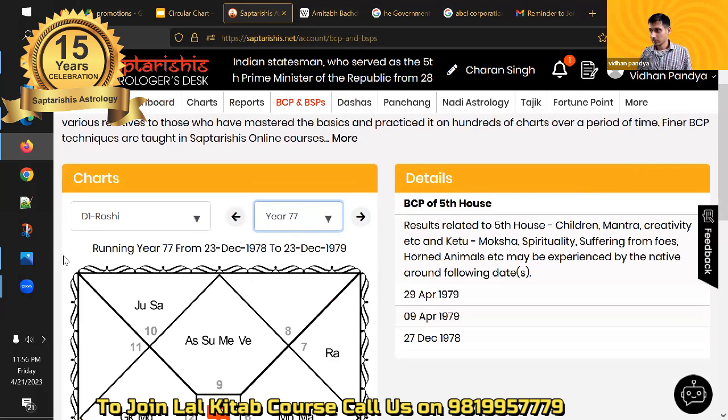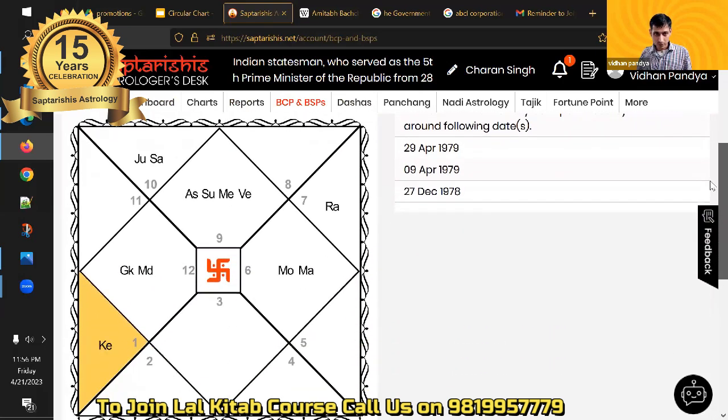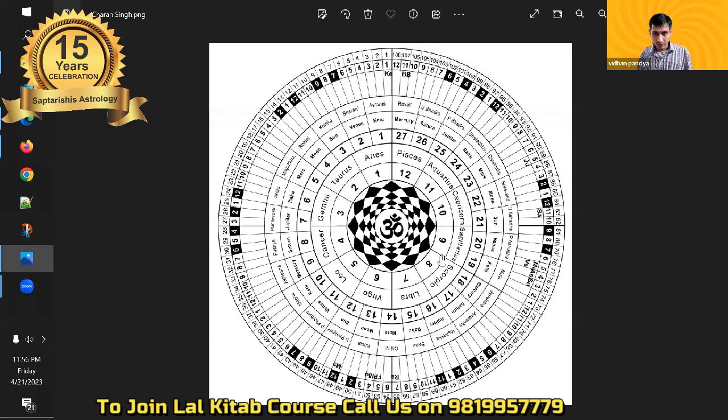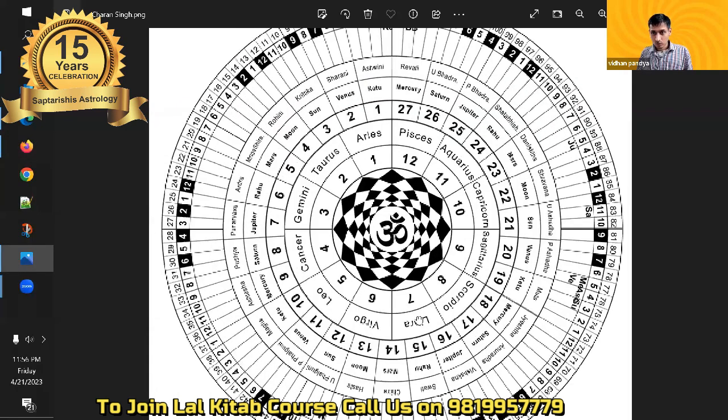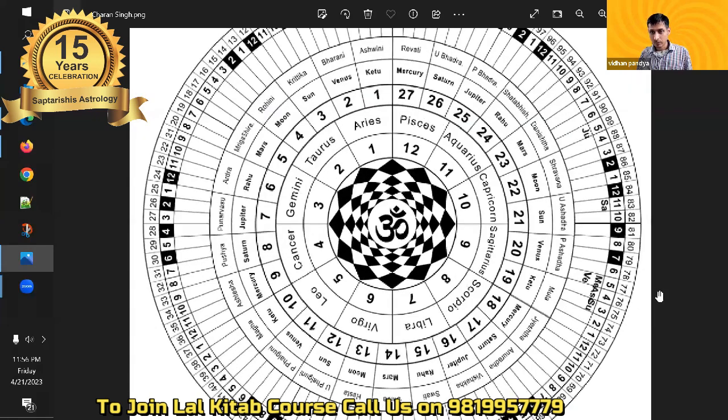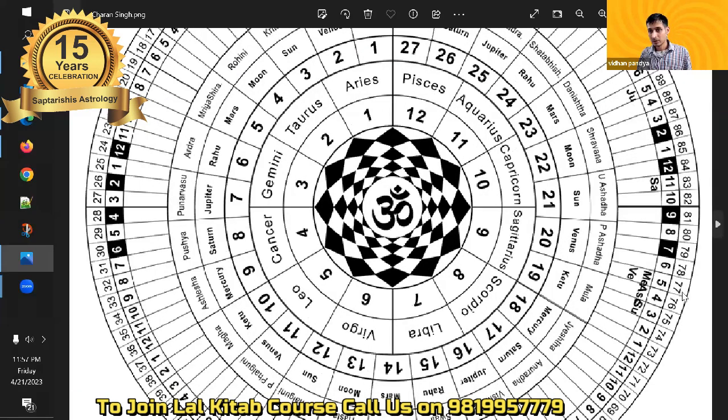You can see the date ranges here, right? And this is the chart of Chaudhary Charan Singh. Now let me take you to his circular chart. So we are talking about the 77th year, right? So I'm going to look for number 77 here. You can see there are 2 planets sitting in the 70s in the nakshatra pada, which is represented by the number 77. You have Mercury and Venus, right? Now let's go back to his chart.